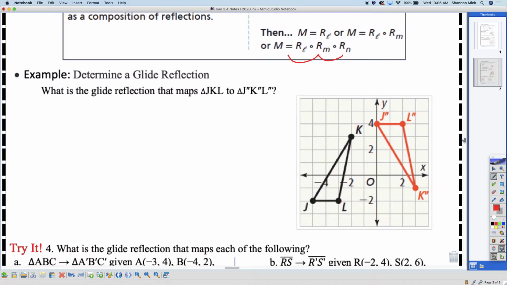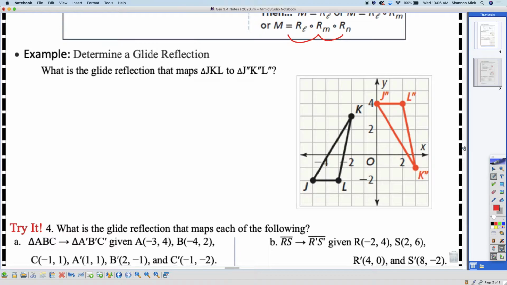So we need to figure out, it says describe a glide reflection. What is the glide reflection that maps JKL to J double prime, K double prime, L double prime? So that means there was something in the middle, something in the middle that we don't have here.